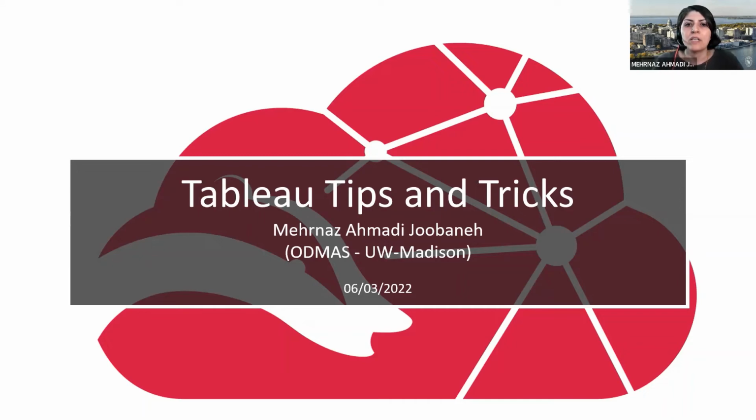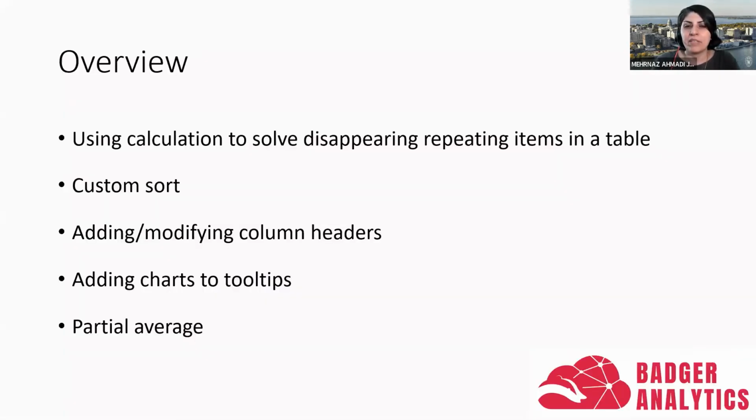We're gonna take a look at some of the stuff. One of them is using calculation to solve disappearing, repeating items in a table, and I'm gonna show you what I mean with that. We're gonna talk about custom sort, how to add, modify column headers, believe it or not, that was painful in some situations. Adding charts to a tooltip and partial average. There are more exciting things, but I thought, hey, I'll keep it simple and short.